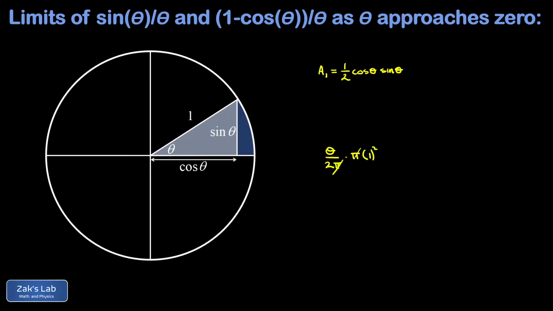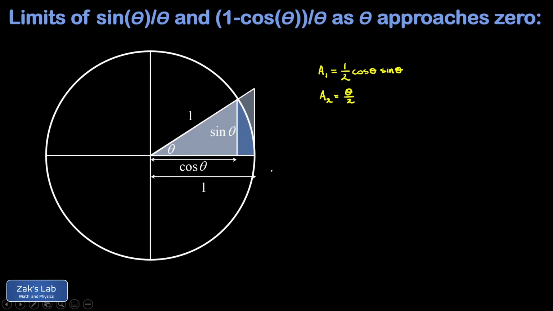So these pi's are going to cancel out. And of course, 1 squared doesn't change anything. And it turns out the area of this sector is going to be just theta over 2. So I'm going to call that A2. And we notice the entire triangle A1 is contained within the sector A2. So we know that A1 is less than A2.